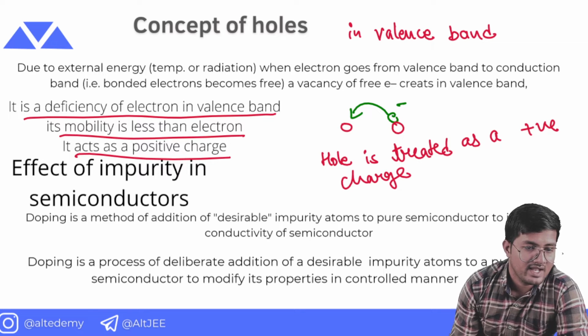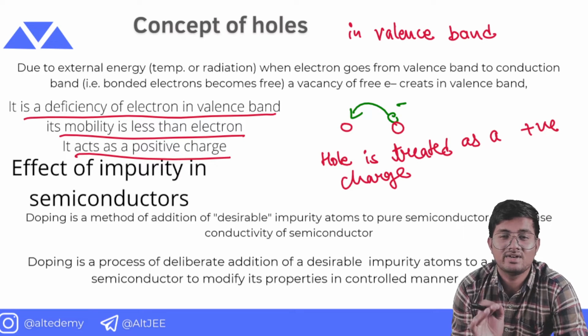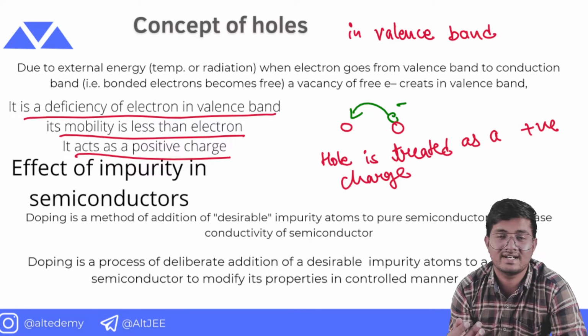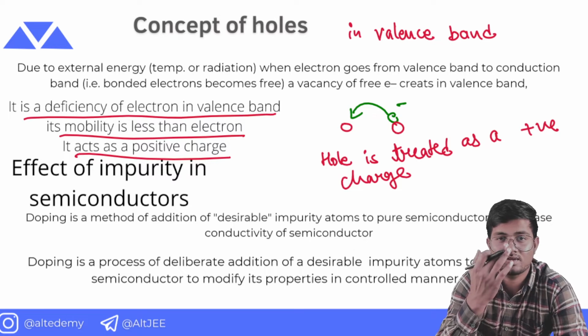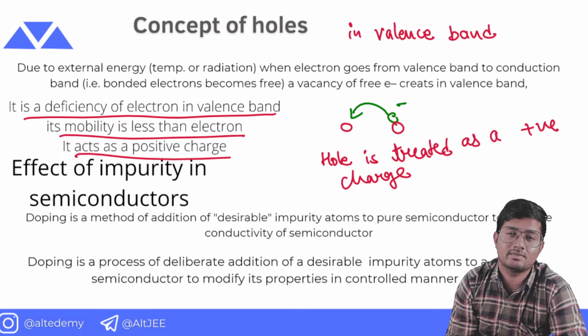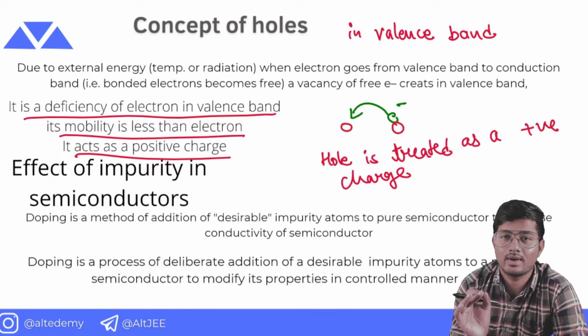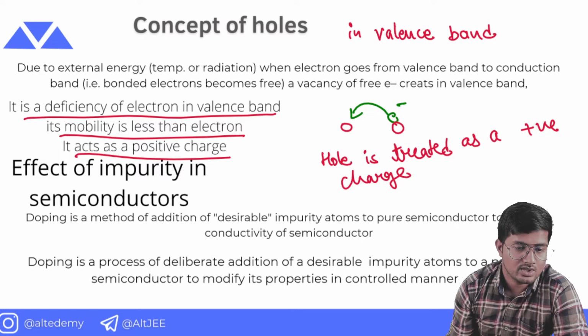And then effect of impurity in semiconductors. See, the conductivity of semiconductors is much higher than insulators, but it is still very less compared to conductors. So what we do is, this is something which you might have already studied in chemistry, the first chapter of chemistry of 12th standard, solid state. Doping. What is doping, beta? Doping is the addition of impurity in a pure semiconductor. All right. So pure semiconductor is also known as intrinsic semiconductor.